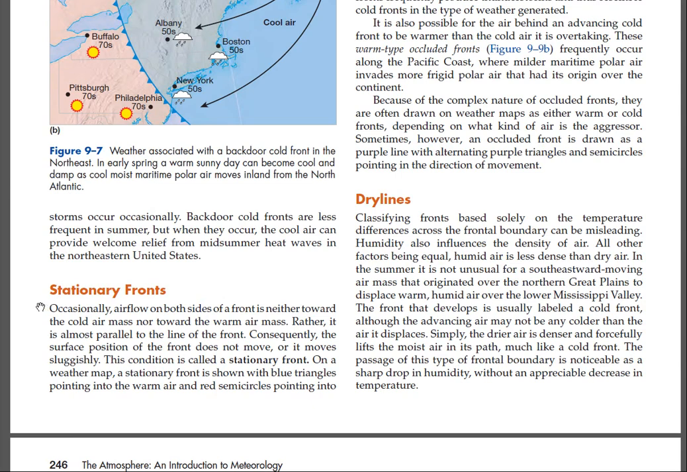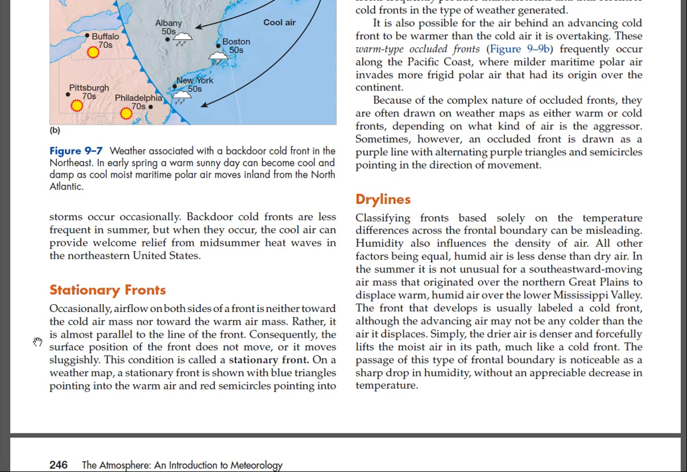Stationary fronts. Occasionally, airflow on both sides of a front is neither toward the cold air mass nor toward the warm air mass. Rather, it is almost parallel to the line of the front. Consequently, the surface position of the front does not move, or it moves sluggishly. This condition is called a stationary front.